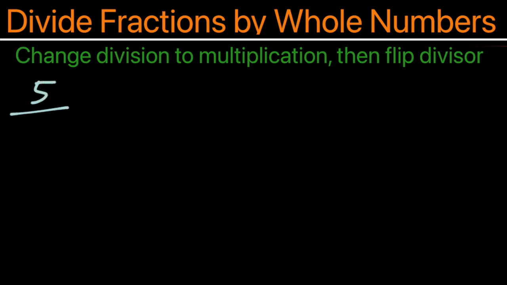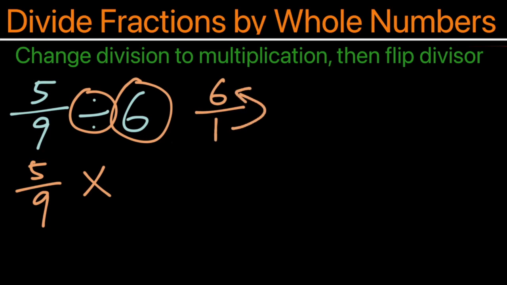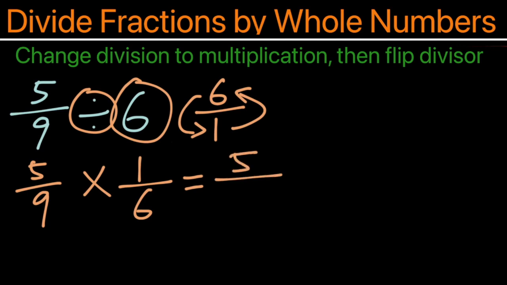Now let's try this one. 5 over 9 divided by 6. Changing the operator to multiplication. Now for the divisor, we're going to convert it to fraction, then flip them, and that becomes 1 over 6. And for this one, we can simplify before multiplication. So 5 times 1 is 5. 9 times 6 is 54. And that is the answer.